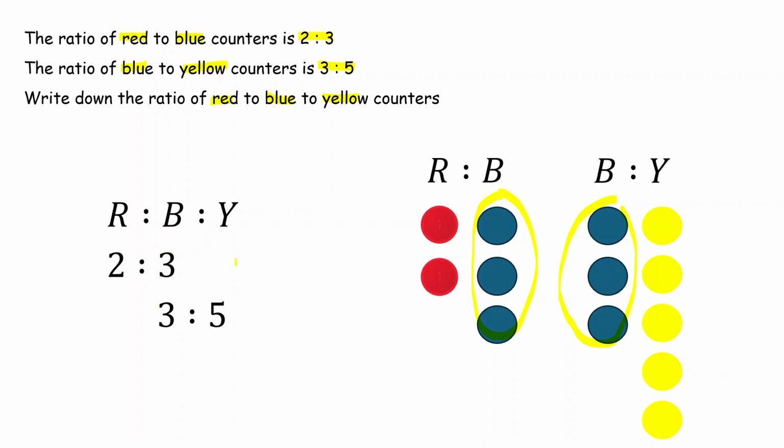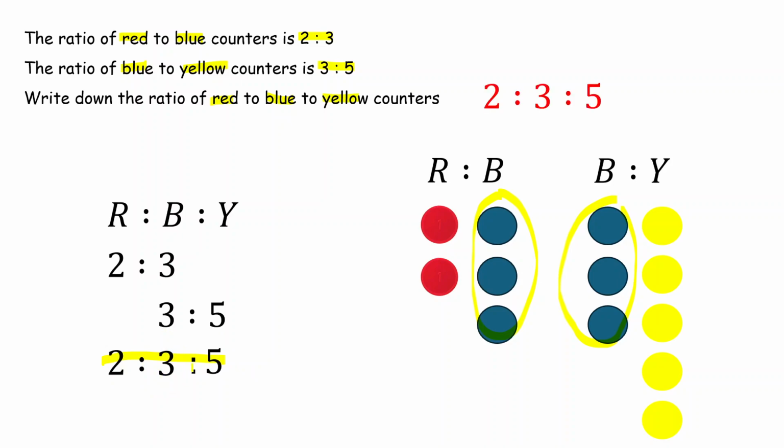I can just go and say, well, when there's 3 blue counters, there's 2 red, so there we go. And also when there's 3 blue counters, there's 5 yellow, 5 yellow. So you can see the ratio of red to blue to yellow is just 2 to 3 to 5. This one is more straightforward because they give you the same amount of counters for blue. Because when there's 3 blue, there's 2 red, and when there's 3 blue, there's 5 yellow. So when there's 3 blue, there's 2 red, and there's 5 yellow. And that's your answer for the first one.